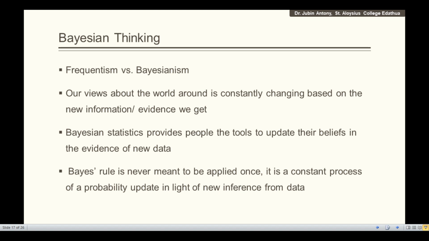Bayes' rule is never meant to be applied once. It is a constant process of probability update in light of new inference from data.